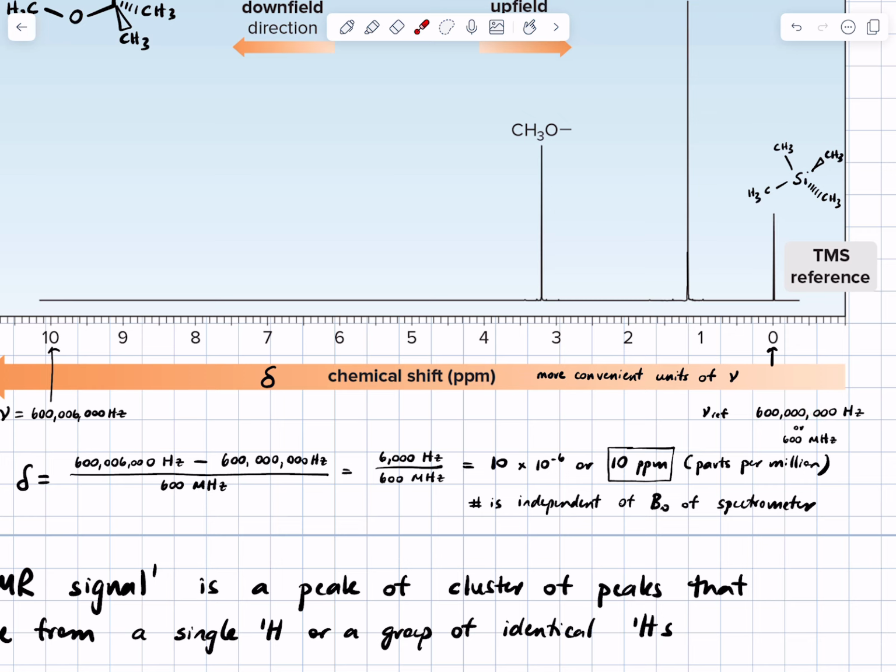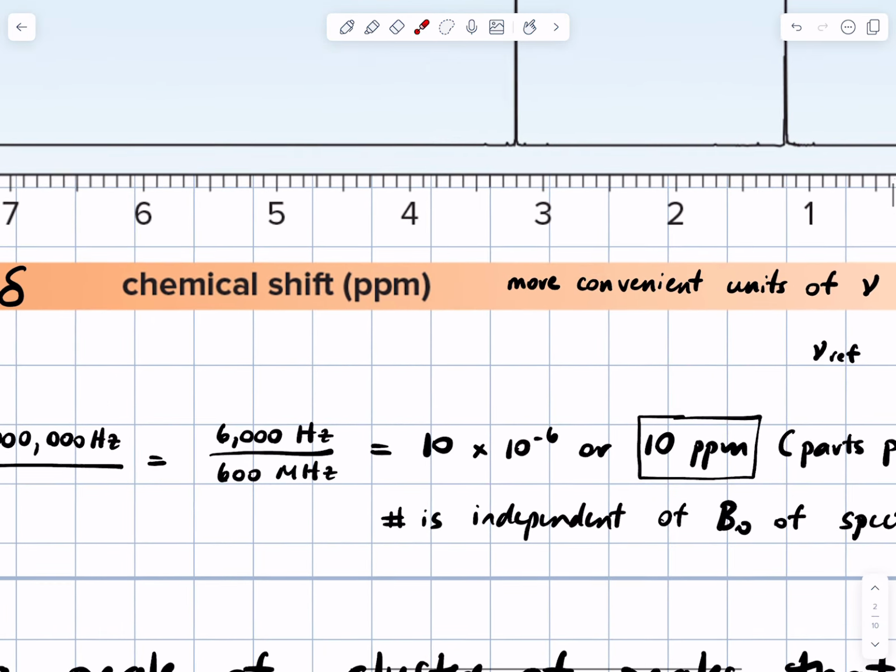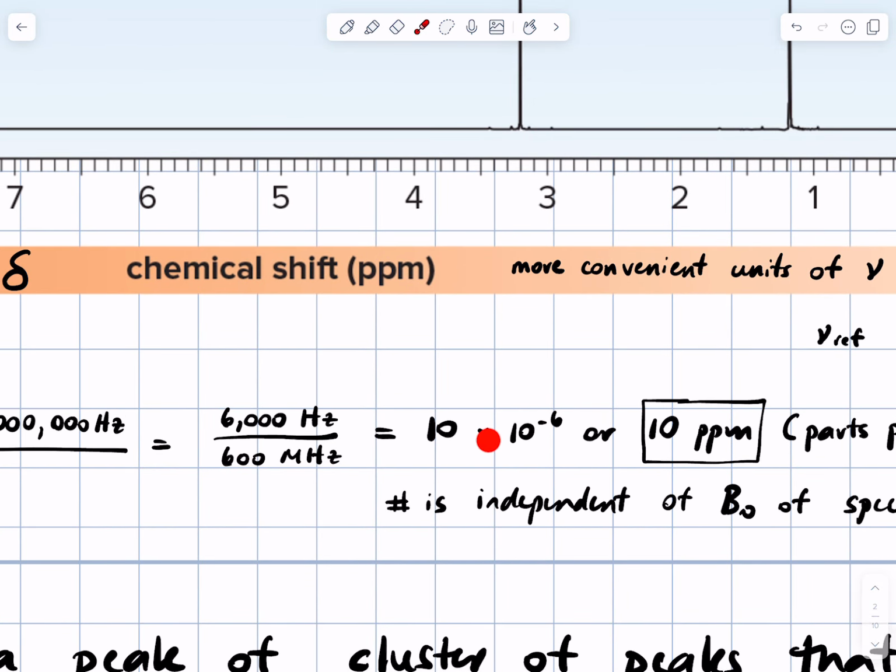we would have a decimal, which is also inconvenient to display. So instead, we're going to divide it by 600 megahertz. So we'll have 6,000 hertz divided by 600 megahertz. We get a nice number, 10. And then hertz cancels. We've got mega in the denominator, which means we got a factor of 10 to the minus 6, which we call parts per million. Those are our new units. And there we go. That's mostly background.